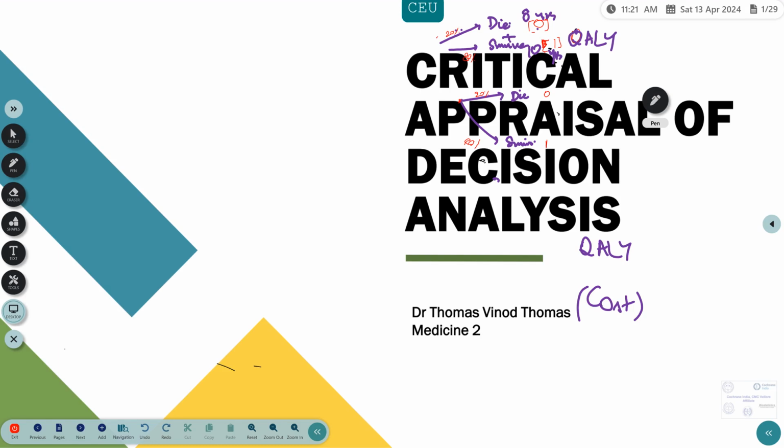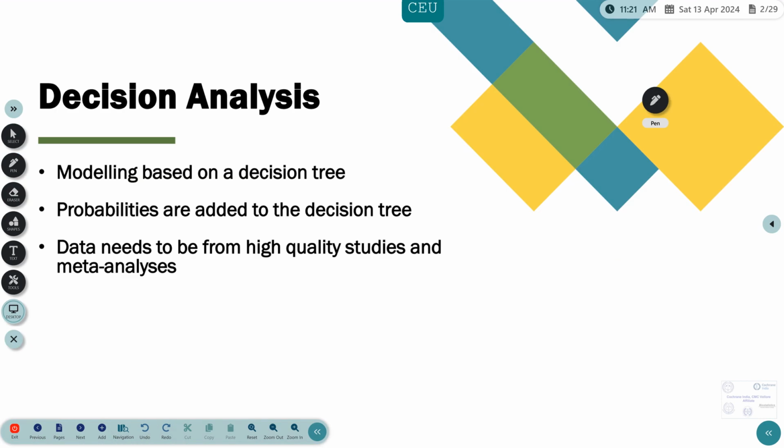Good morning everyone. So today we'll be looking at a critical appraisal of a decision analysis. Just again to reiterate about decision analysis: it is basically a study where you do modeling based off different decision algorithms, like one of them is a decision tree. The probabilities are added to the decision tree, and it is mainly analysis which is done.